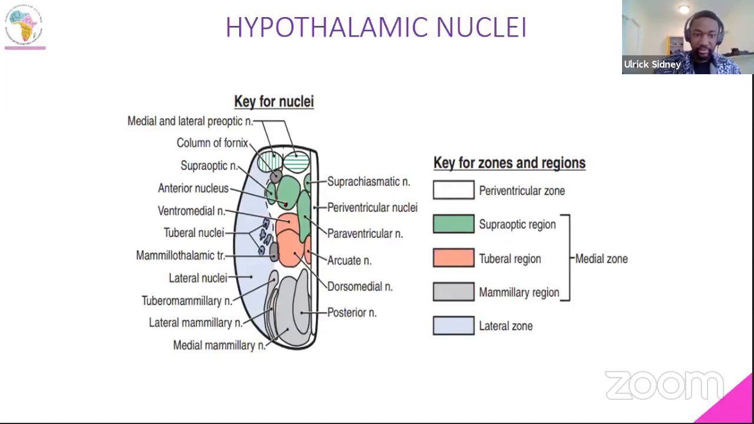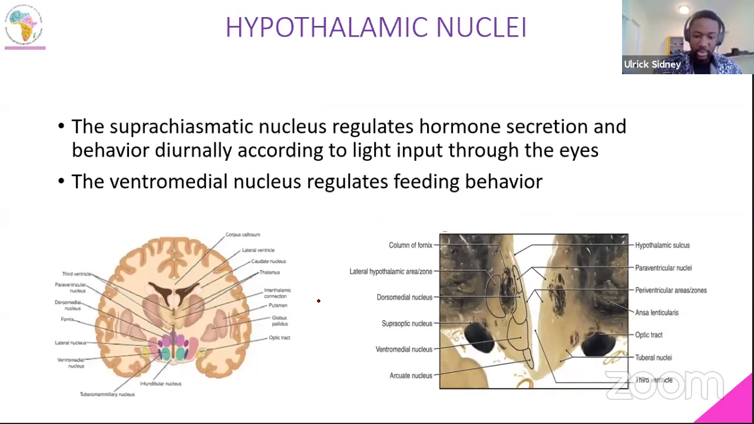We've already seen this, but I come back to it again. So to make sure everyone understands, always remember medial, lateral. Medial first division is supraoptic, tuberal, mammillary. Okay, so talking about a few of those nuclei and some specific functions.